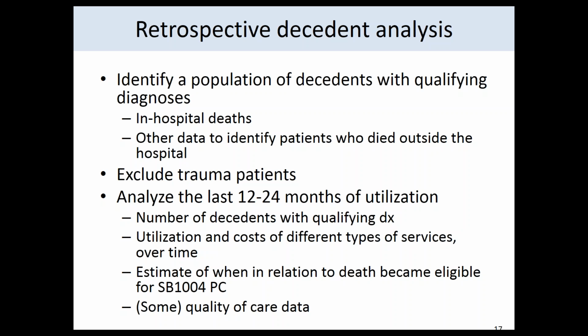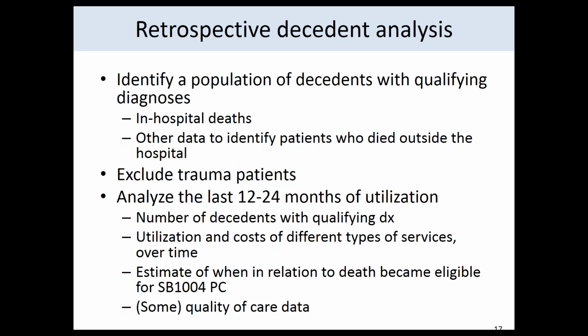So you identify the population of decedents, you marry information from your health system or your medical group or your health plan with some information that tells you date of death for an identifiable number of individuals. And once you marry those two things together and identify your decedent population, you can analyze the 12 to 24 months of utilization preceding death. That will give you information on the number of decedents with qualifying diagnoses, and what their utilization and costs were like for different types of services over time.